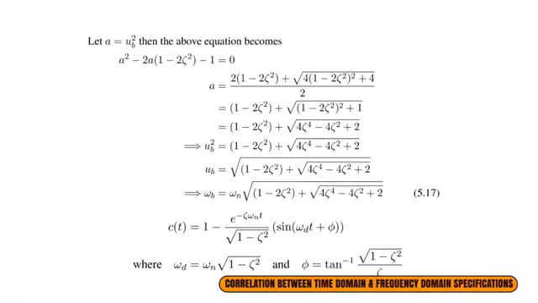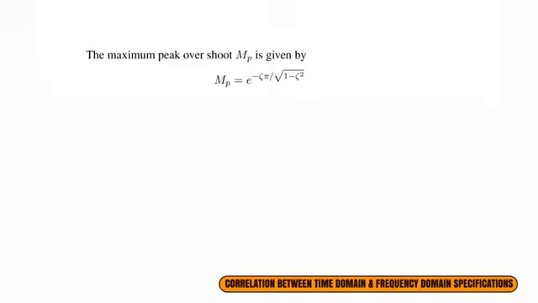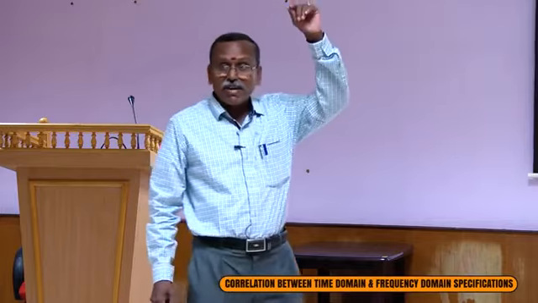The time response of a second order system is C of t equal to 1 minus e power minus zeta omega n t divided by square root of 1 minus zeta square, sin of omega d t plus phi, where phi is the phase shift. If you substitute omega d equal to omega n square root of 1 minus zeta square and phi equal to tan inverse of square root of 1 minus zeta square by zeta, the maximum peak overshoot is Mp equal to e power minus zeta pi divided by square root of 1 minus zeta square. This Mp is the maximum peak overshoot.